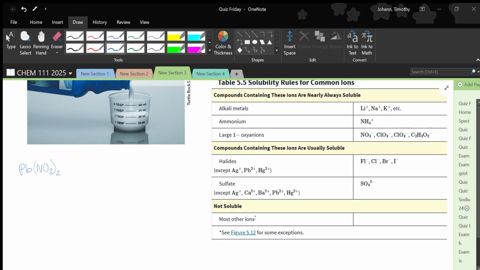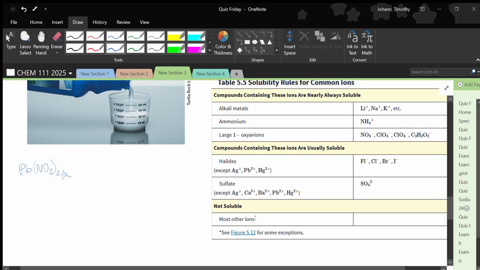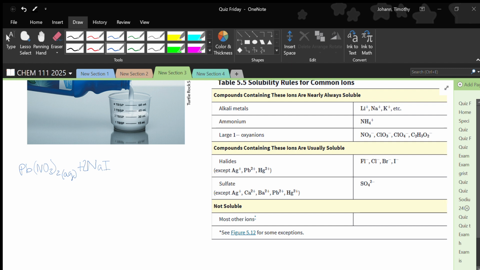So we've got lead nitrate, plus sodium iodide. I'm going to put a 2 in front of it because I'm pre-balancing. Sodium iodide, is it soluble? Yes. Why? Sodium, right. If you look up here, we've got sodium. It's up in this top thing. There are no exceptions. So we don't need to worry about anything else. We can just stop there.